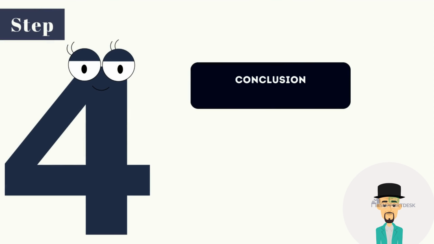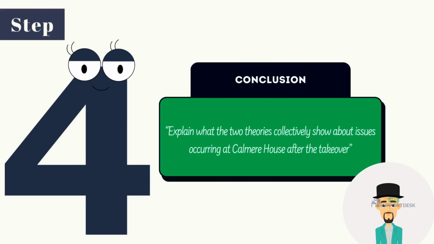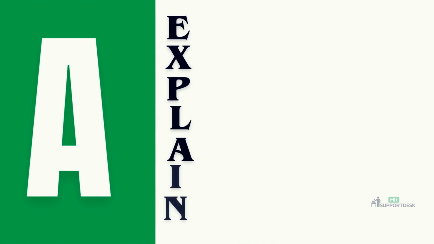Therefore, in a sentence or two, make an explanation of what the two theories collectively show about issues occurring at Calmere House after the takeover. This will help make your work more presentable and effectively round off your response. To pass this question is as easy as ABC. A. Apply the command verb explain.